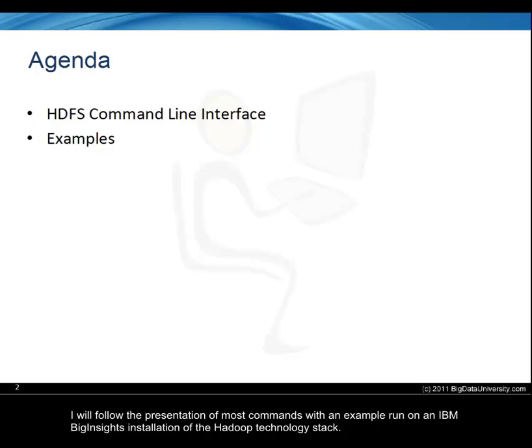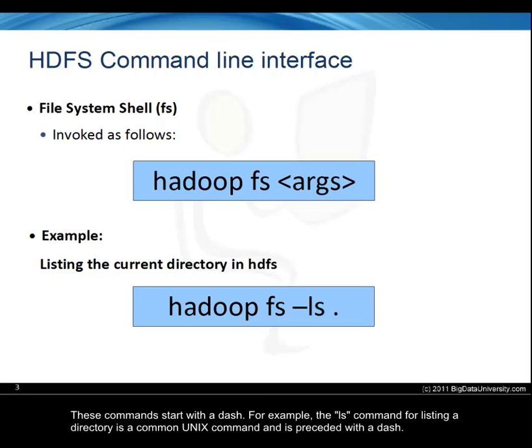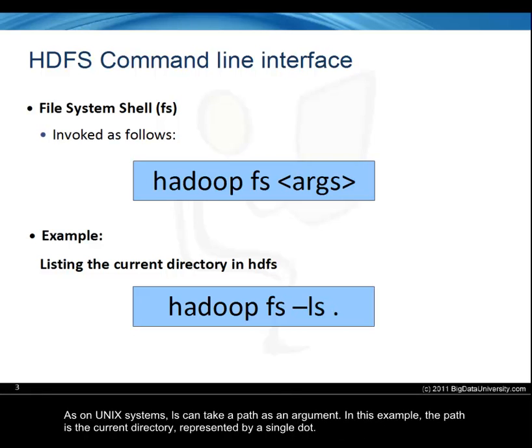Hadoop technology stack. The hdfs can be manipulated through a Java API or through a command line interface. All commands for manipulating hdfs through Hadoop's command line interface begin with Hadoop, a space, and fs. This is the file system shell. This is followed by the command name as an argument to Hadoop fs. These commands start with a dash. For example, the ls command for listing a directory is a common Unix command and is preceded with a dash. As on Unix systems, ls can take a path as an argument. In this example, the path is the current directory, represented by a single dot.